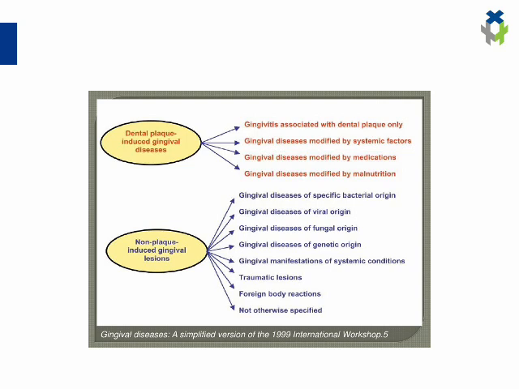Dental plaque-induced gingival diseases can be subclassified into gingivitis associated with dental plaque only, gingival diseases modified by systemic factors, gingival diseases modified by medications, gingival diseases modified by malnutrition. Whereas non-plaque-induced gingival lesions can be subclassified into gingival diseases of specific bacterial origin, gingival diseases of viral origin, gingival diseases of fungal origin, gingival diseases of genetic origin, gingival manifestation of systemic conditions, traumatic lesions, foreign body reactions, and finally, not otherwise specified.